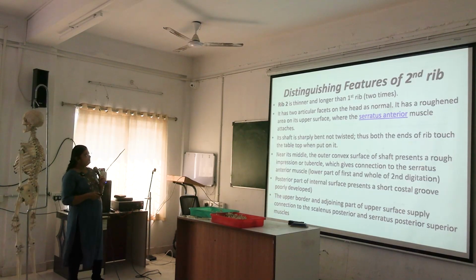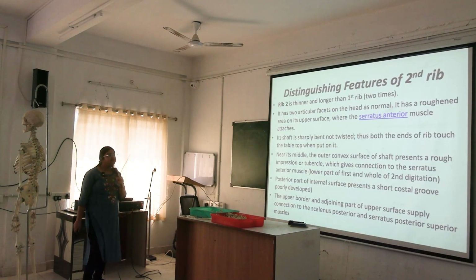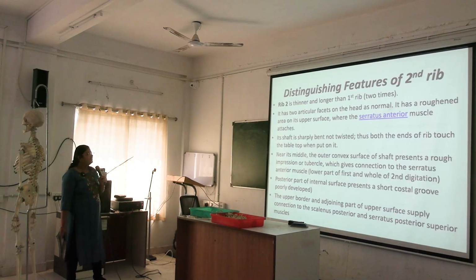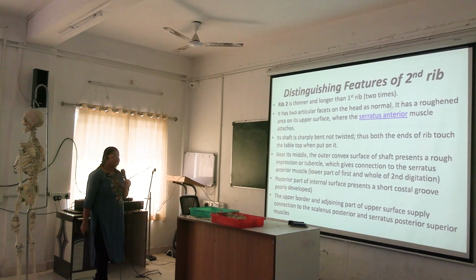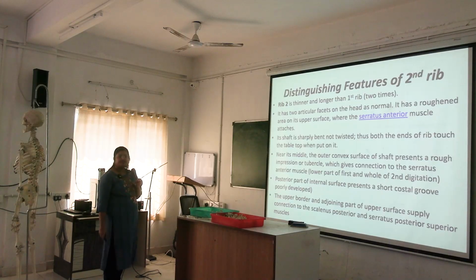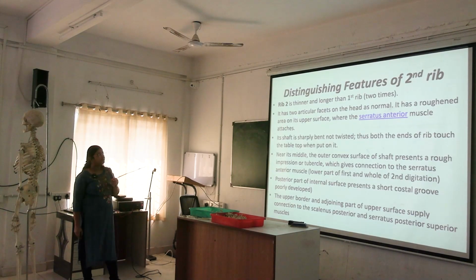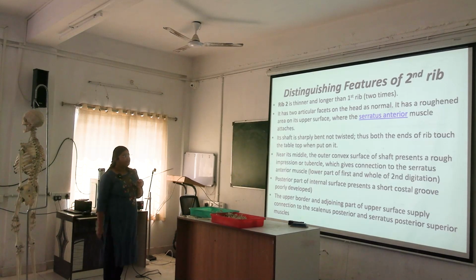So the shaft is sharply bent, not twisted. Thus both the ends of the rib touch the tabletop when put on it. And near its middle, the outer convex surface of the shaft presents a rough impression or tubercle, which gives connection to the serratus anterior muscle. The lower part of the first rib and the whole of the second digitation of serratus anterior is attached here.